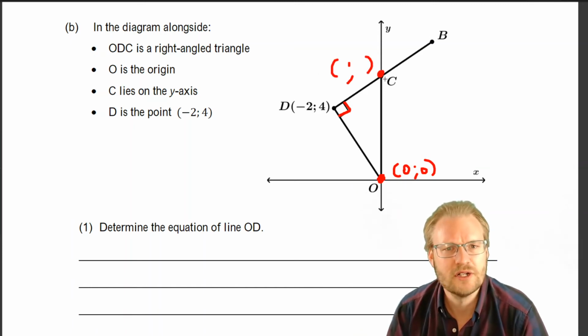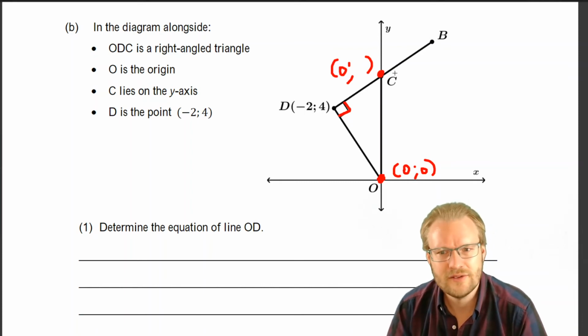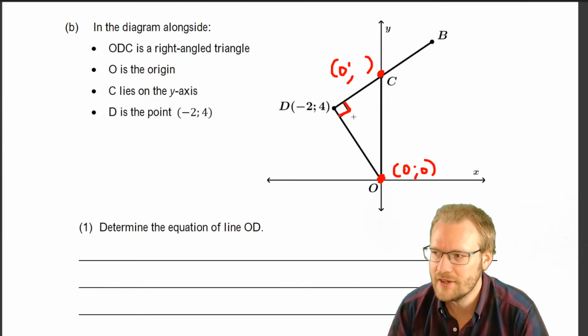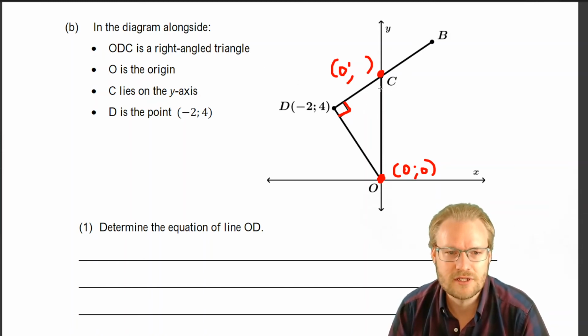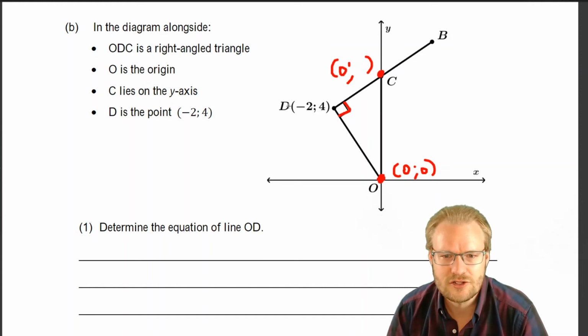So what do we know about point C? We know something straight away. We know its x value is 0. And this really, I can't encourage this enough: scribble on your diagram as you're going, because no doubt we're going to use some of this information. D is the point minus 2, 4. Okay, cool. So there it is, and there it is.